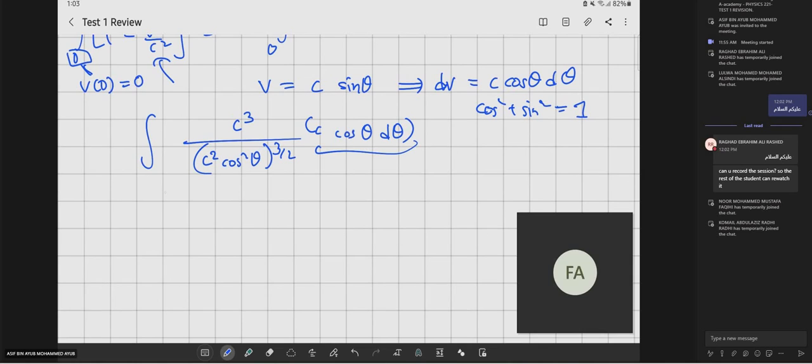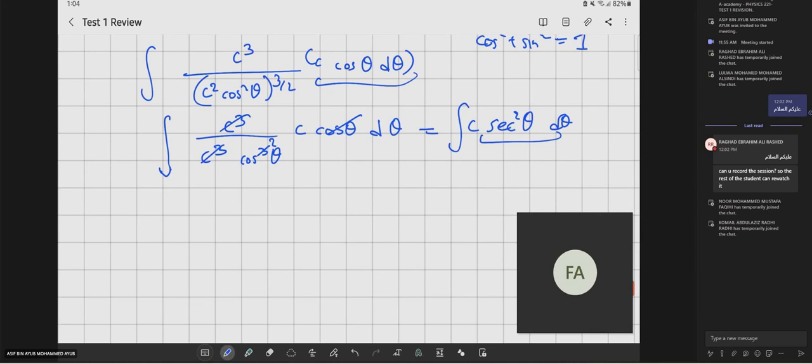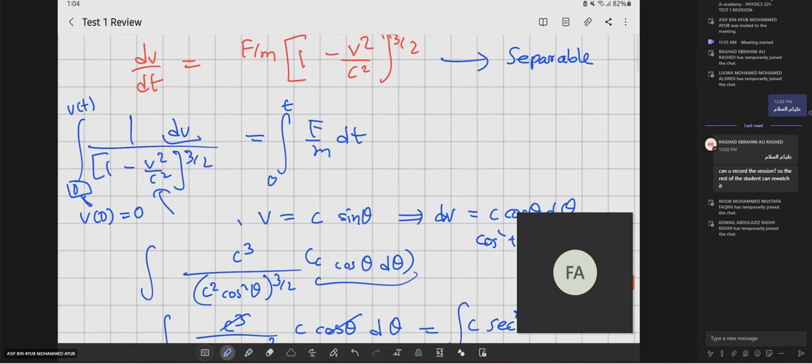So what will I have here? Integral of c cubed over c cubed cosine cubed theta, taking this 3/2 out, and I'll have c cosine theta d theta. So c cubed gets cancelled out, cosine theta gets cancelled out. I'll have integral of sec squared theta d theta. And the antiderivative of sec squared is tan. So I'll have tan theta from theta at t equals 0 to theta at t equals t. Now, how do I find tan theta? I don't have tan theta in here.